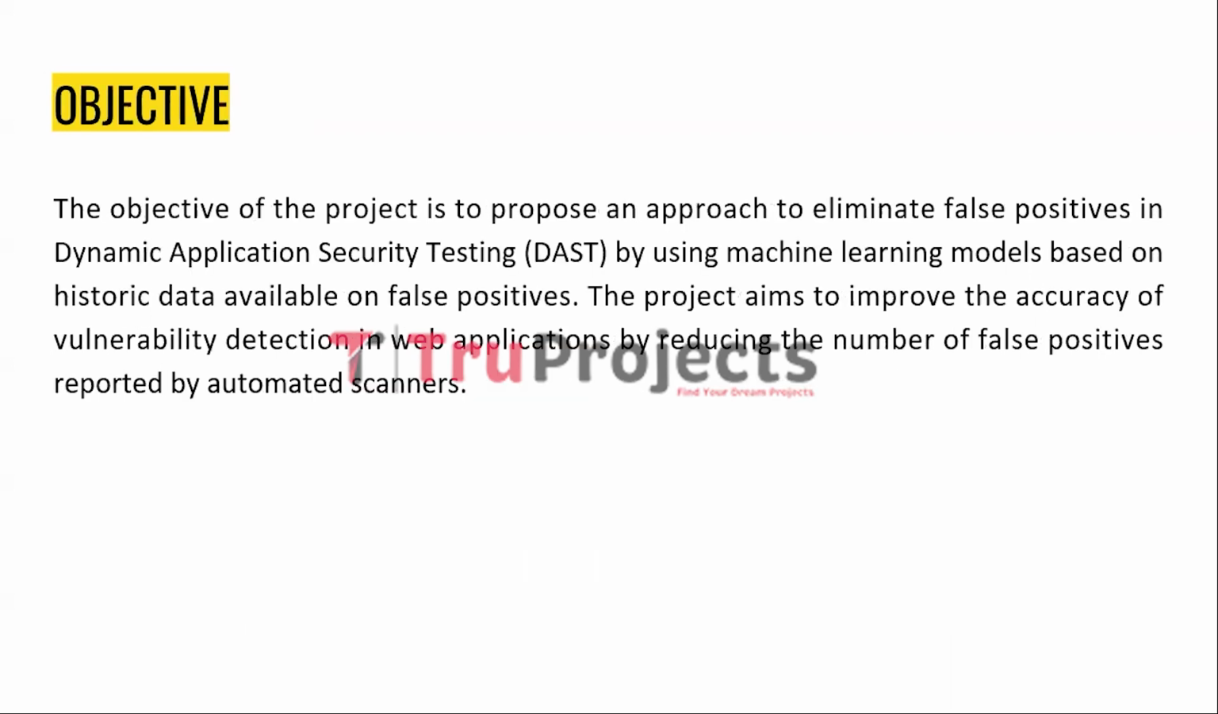The project objective is to enhance the accuracy of vulnerability detection in web applications during dynamic application security testing by addressing the issue of false positives. The objective is to propose an approach that utilizes a machine learning model trained on historical data associated with false positives. By leveraging this historical data, the project aims to reduce the number of false positives reported by automated scanners, thereby improving the overall accuracy of vulnerability detection.